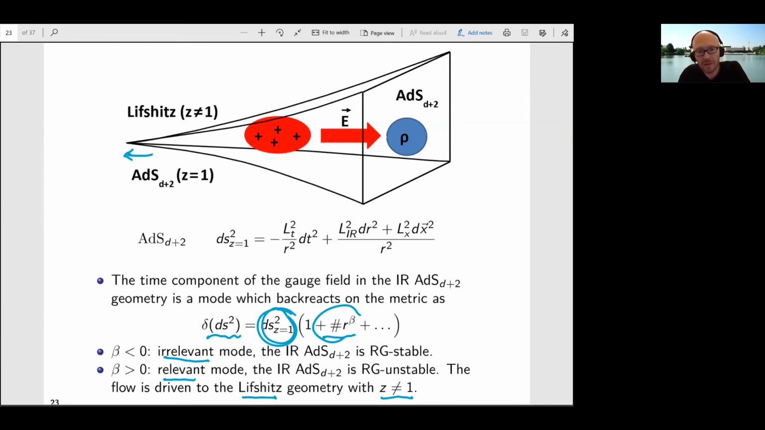Intuitively, you can see it in this way. You're turning on a time component for a field, some A_t. This wants to break the isotropy between time and space. You have a time component, so it doesn't want to stay isotropic between time and space. But whether it actually manages to do so or not depends on the sign of this beta. And there are circumstances where it becomes strongly relevant. And so the geometry just doesn't want to stay AdS, which is isotropic.